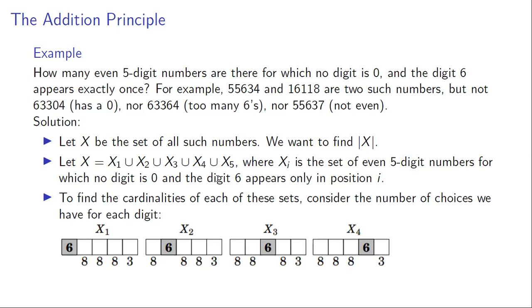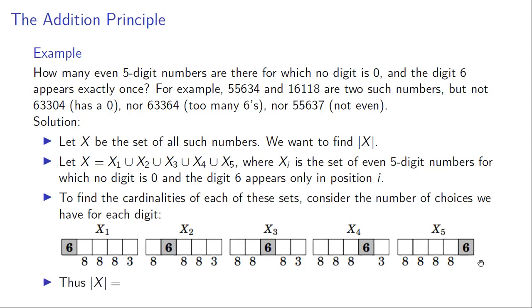Now X sub 5 is a little bit different. For X sub 5, we have 8 choices for the first digit, 8 for the second, 8 for the third, and 8 for the fourth. So we have 8 choices for each of the empty digits, because we know there's a 6 here already. We don't have to choose anything. We have only one choice for the last one, which is 6, so we don't have to worry about how many even digits we can use there.